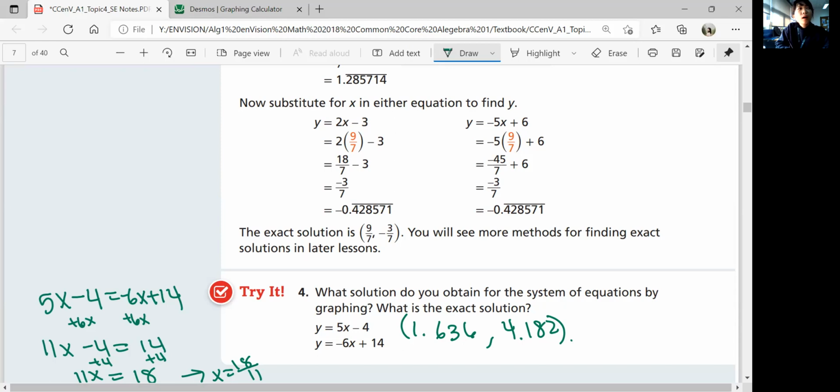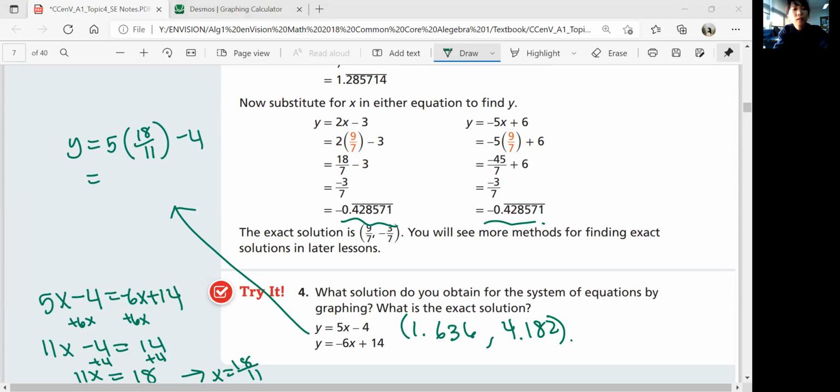Okay. And so when x is equal to 18 over 11, we can figure out y by substituting it into any of these equations. The y values are going to come out the same. Okay, but if you want to double check, of course, you can substitute into both equations and see if your y values are the same. They're going to be the same.